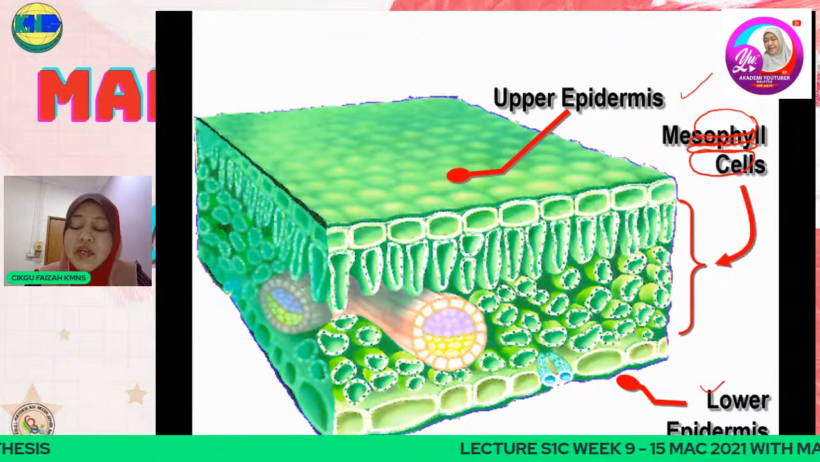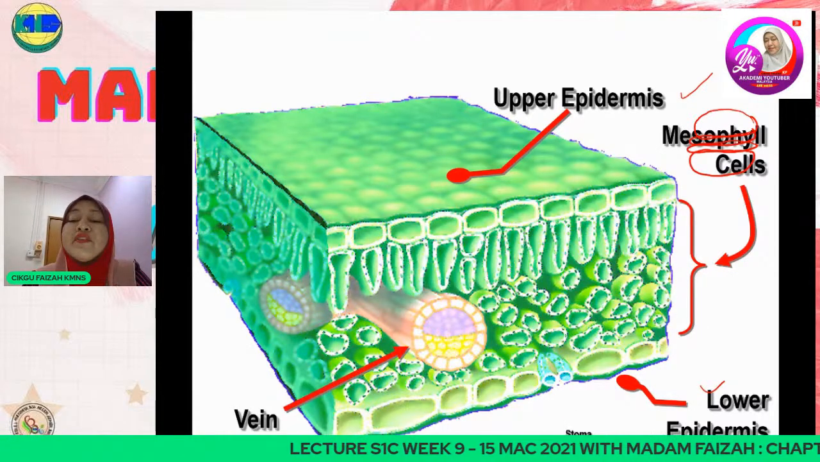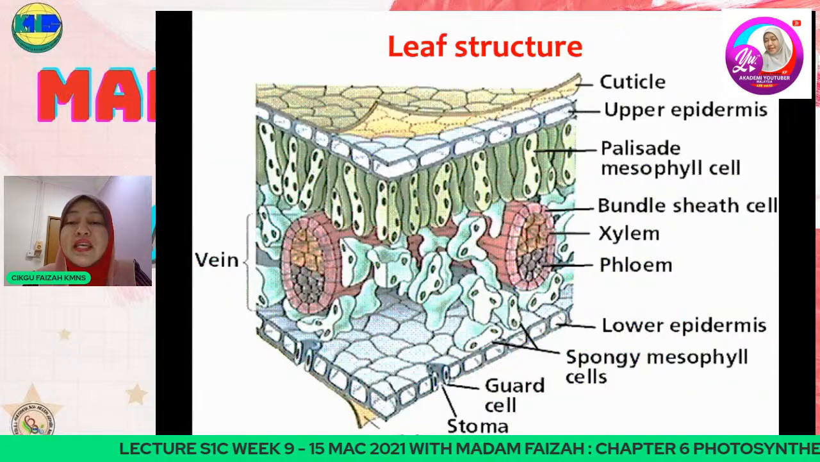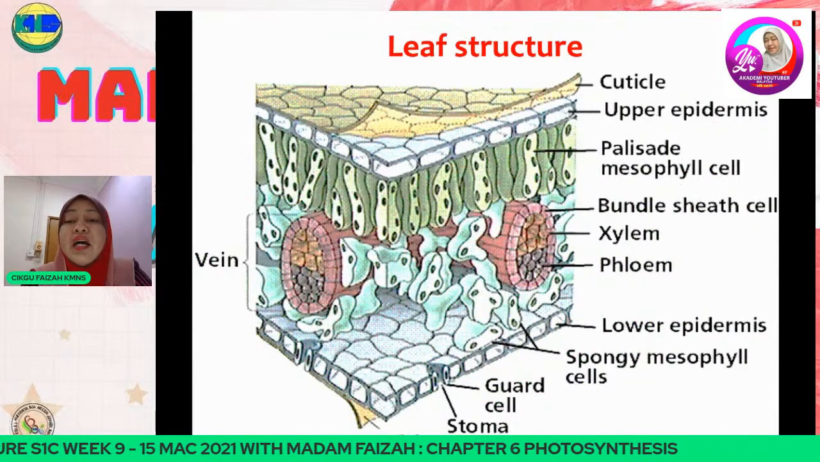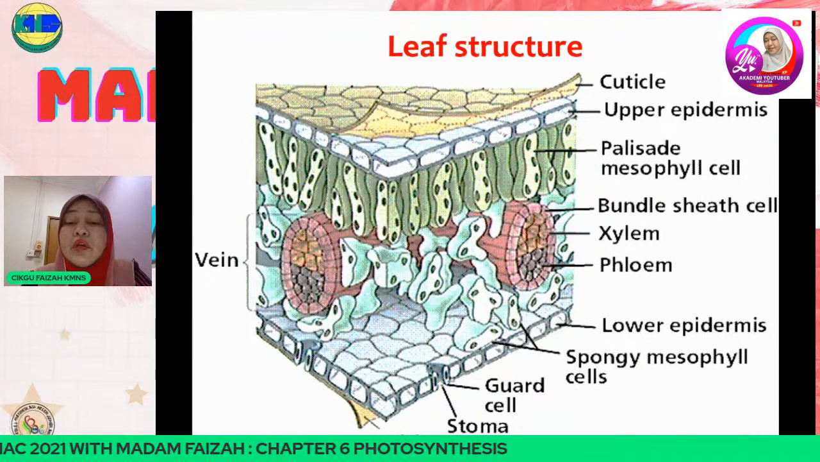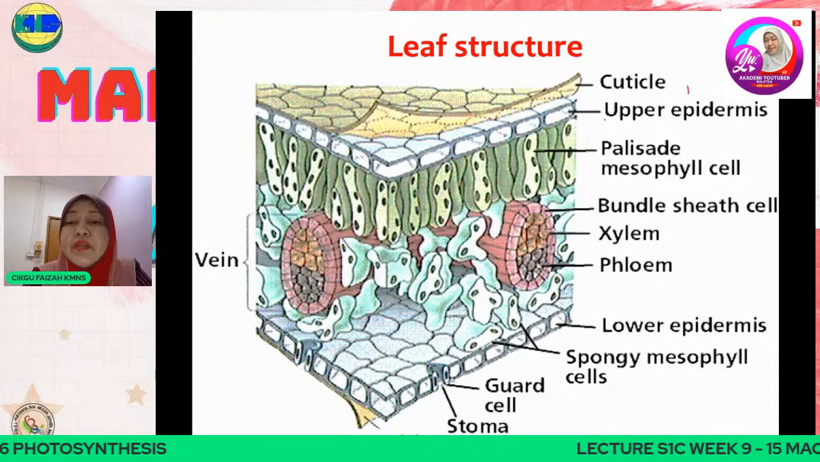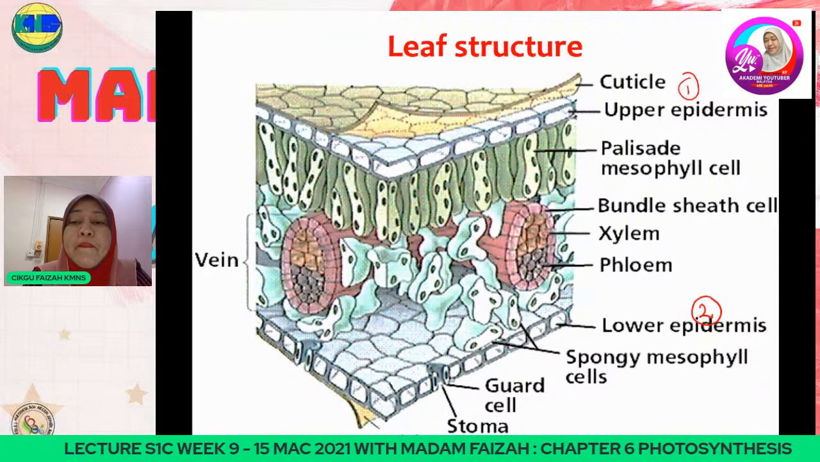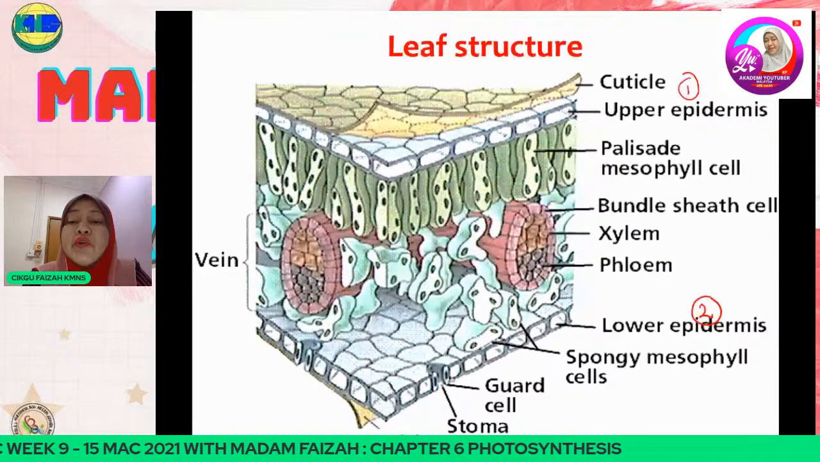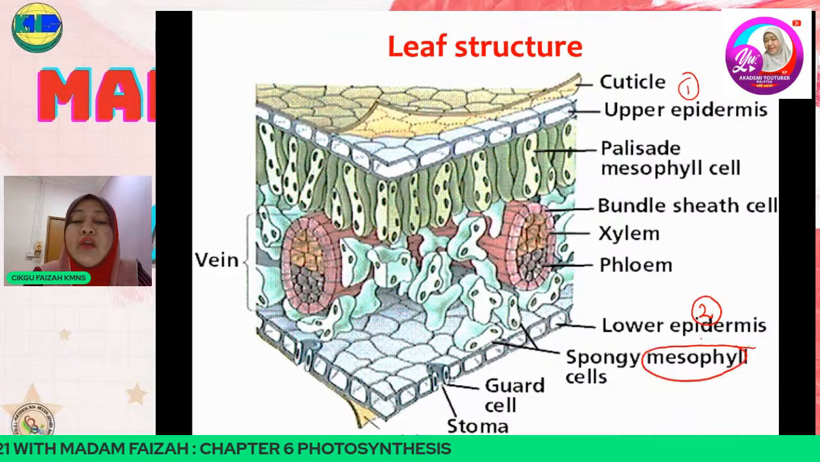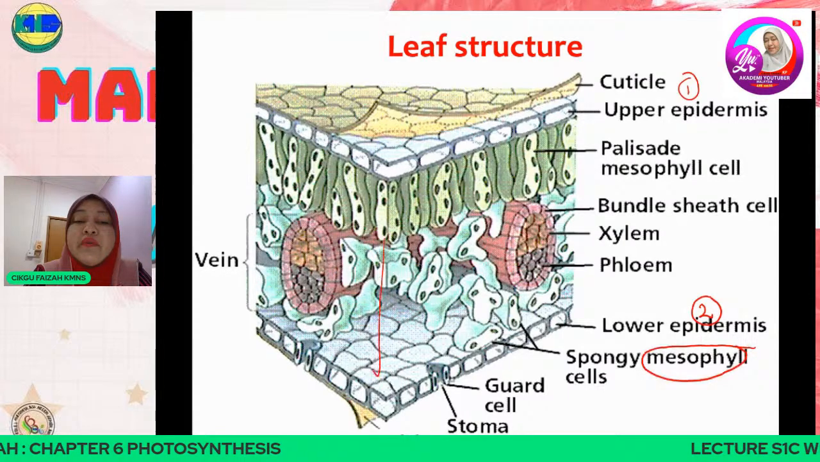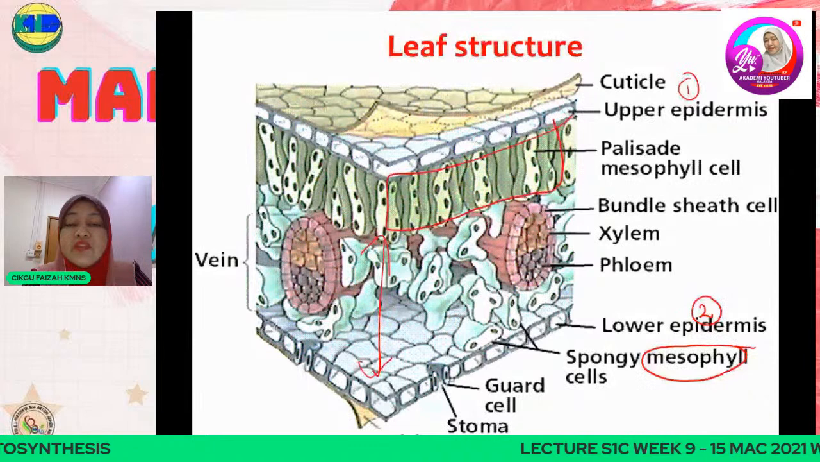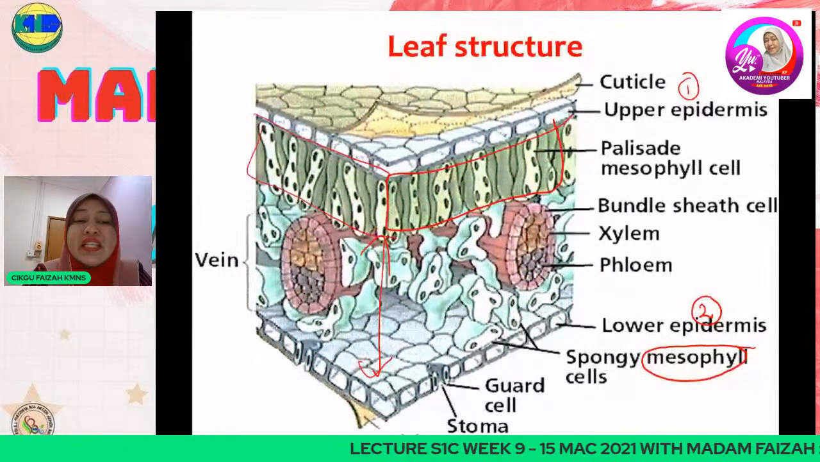Okay, the layer that we call the mesophyll cell is divided into two layers: palisade mesophyll and spongy mesophyll. Okay, so just now, class, the upper epidermis is the top layer, the lower epidermis is the bottom layer. So between these two epidermis, upper and lower, you find the mesophyll cell. Okay, this is the spongy mesophyll, and the upper one is the palisade mesophyll. So this is the 3D structure that you can see of the leaf.